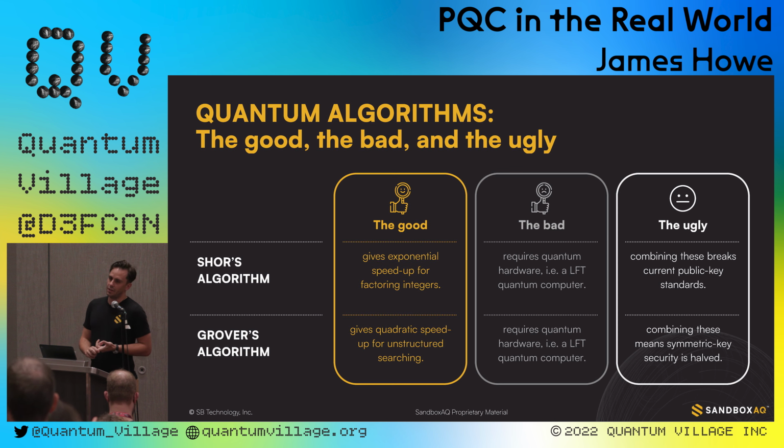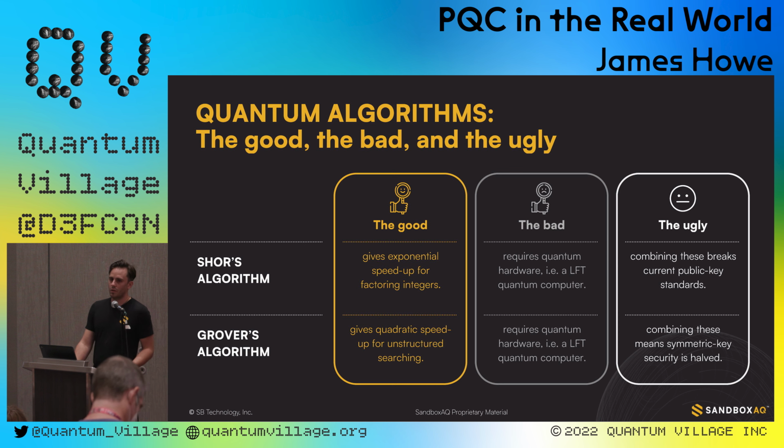Grover's algorithm is slightly different. It affects our symmetric schemes, something like AES or ChaCha. This doesn't affect cryptography as much. Basically, it means we need to double the size of our implementation. So if we're looking to get 128 bits secure, we need to use AES-256. So that's how we fix that issue.